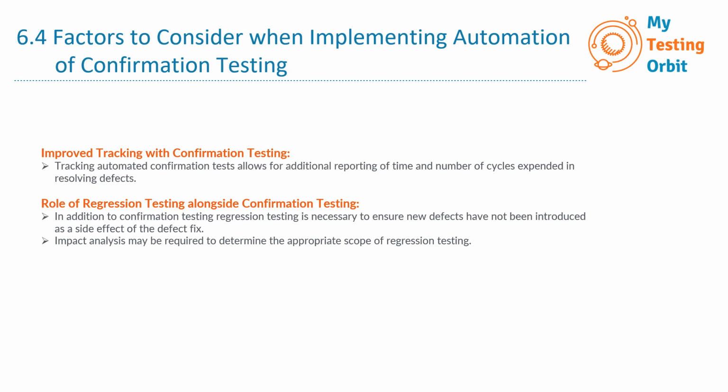The second point is, impact analysis may be required to determine the appropriate scope of regression testing. Before conducting regression testing, it is important to assess the potential impact of the changes made during the fix. So impact analysis helps determine which parts of the software might be affected by the modifications, and therefore it defines the scope of regression testing needed. So this makes sure that testing efforts are focused on areas which are most likely impacted by the fixes.